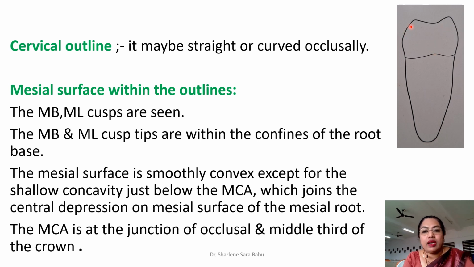The mesiobuccal and the mesiolingual cusp are seen. The mesiobuccal and the mesiolingual cusp are within the confines of the root base. The mesial surface is smoothly convex except for a shallow concavity just below the mesial contact area which joins a central depression on the mesial surface of the mesial root. Mesial contact area is at the junction of the occlusal and middle third of the crown.